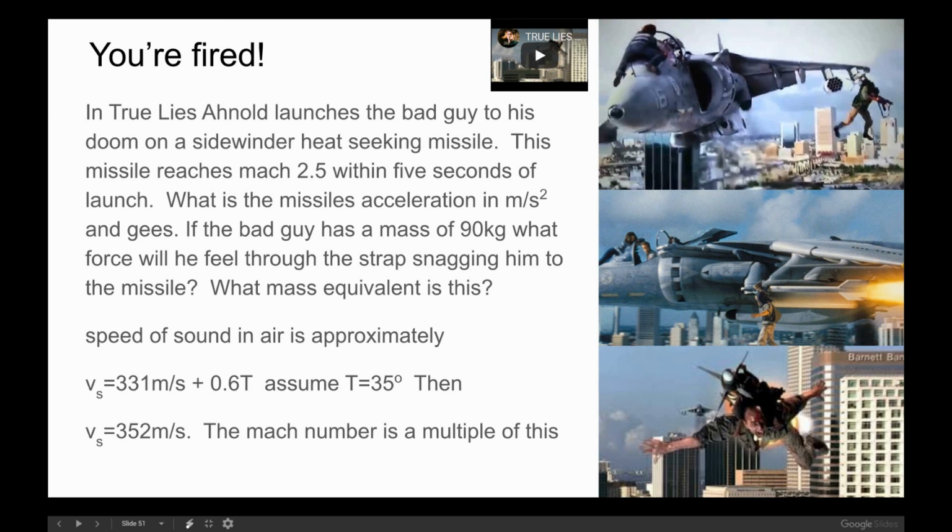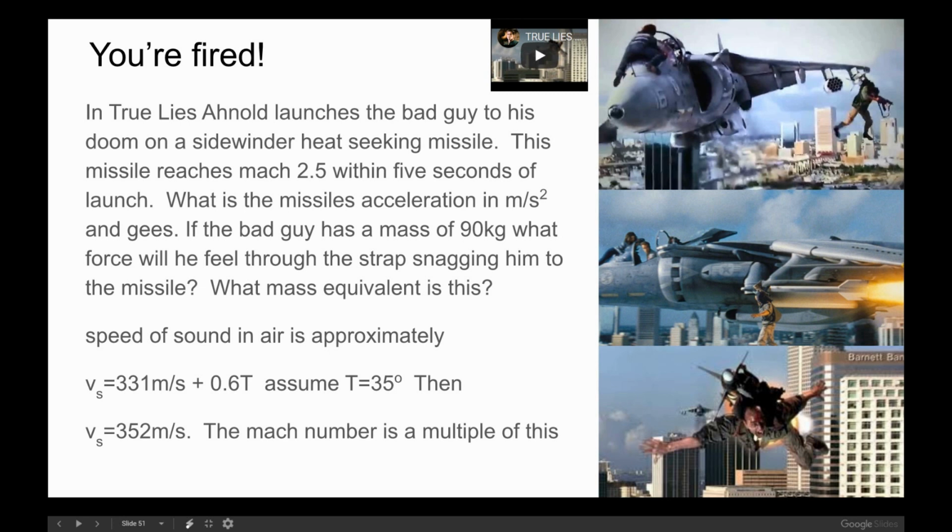The sidewinder missile reaches Mach 2.5 within 5 seconds of launch. We want to find out the missile's acceleration in G's, and if this bad guy has a mass of 90 kilograms, what force will he feel through the strap snagging him to the missile? What is the mass equivalent of this?